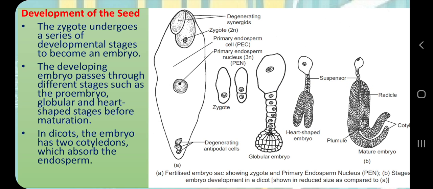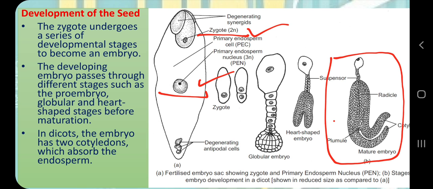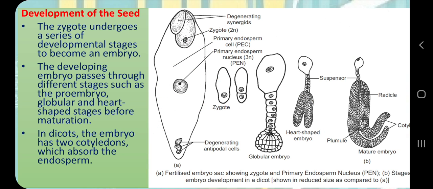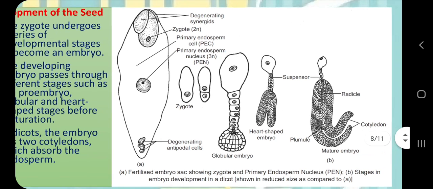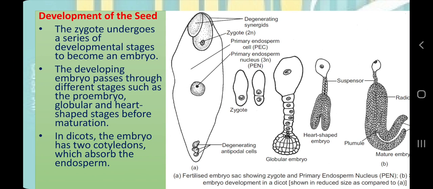So finally we have these two cells, zygote and PEN, a diploid cell and a triploid cell. So the diploid cell will develop into the plant embryo plus suspensor. Let me correct my statement: plant embryo plus suspensor. So this structure has developed from this zygote only. What will happen to this PEN or primary endosperm nucleus? This will develop into a nutritive triploid structure which is called endosperm, the nutrition for the embryo.